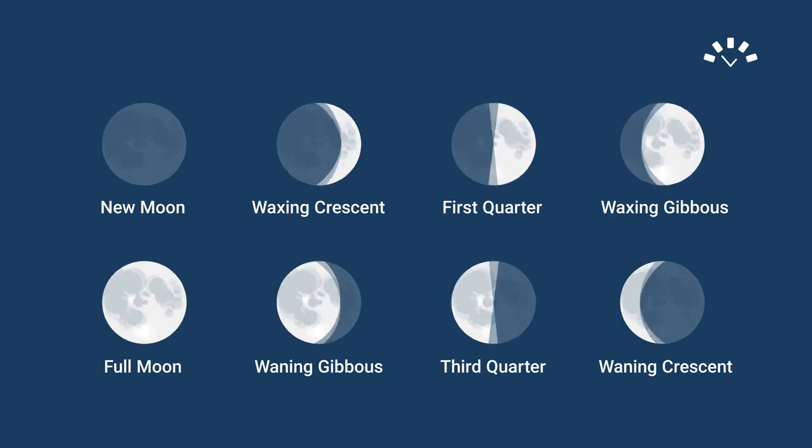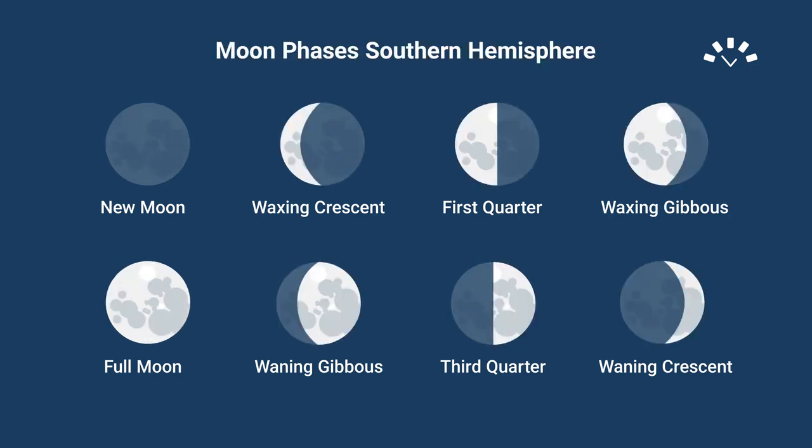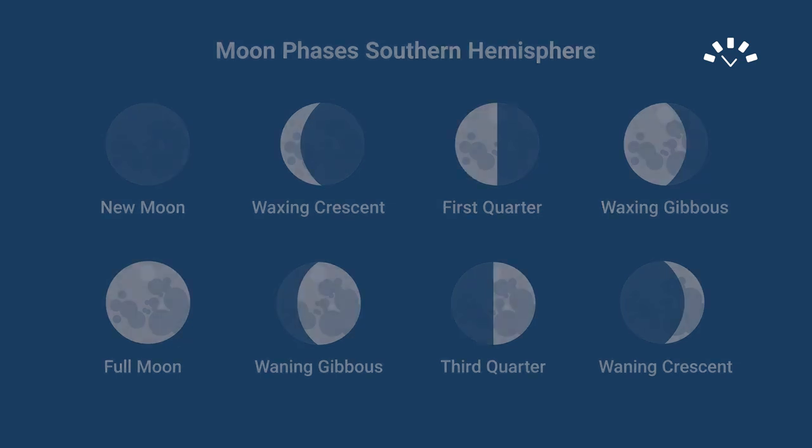And one more thing, if you're in the southern hemisphere, the moon appears the other way around and travels in the other direction across the sky.